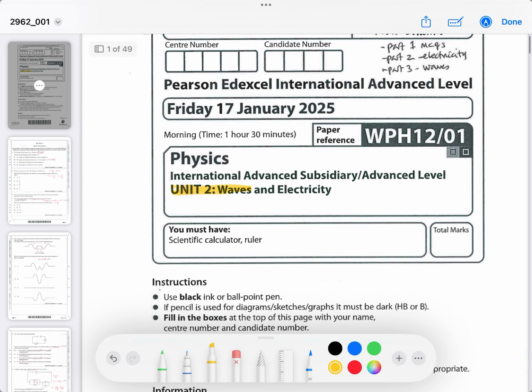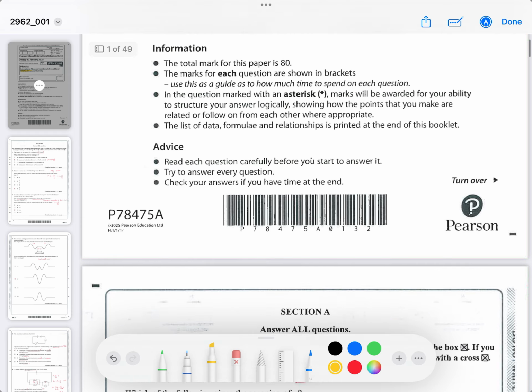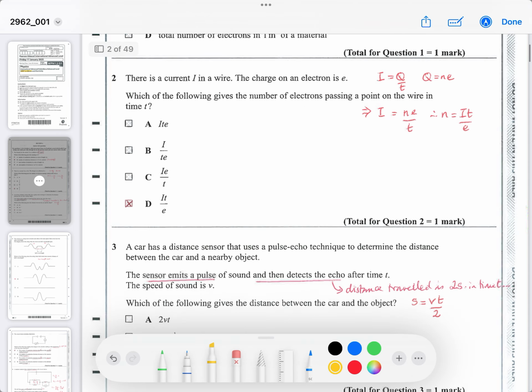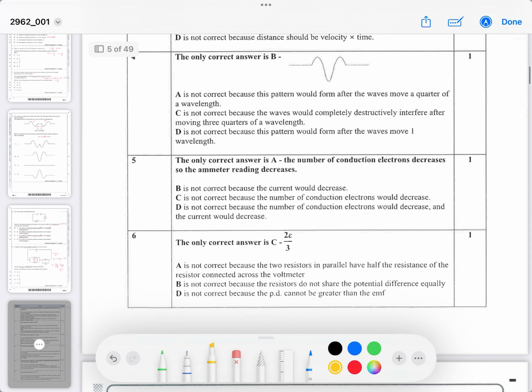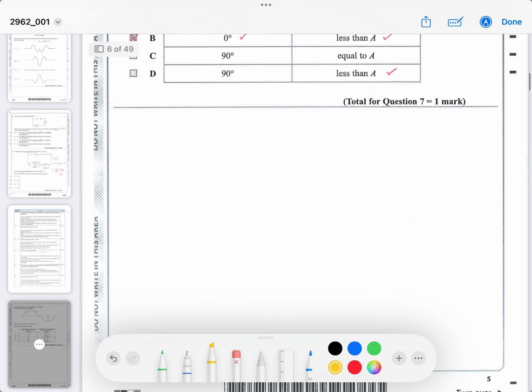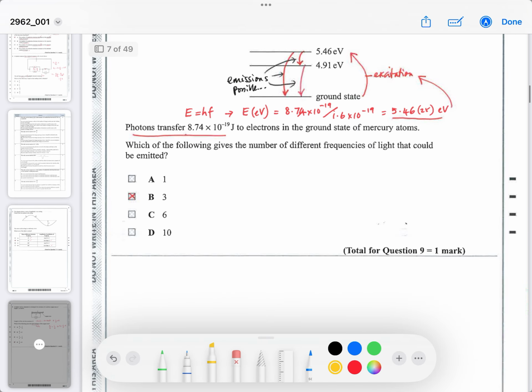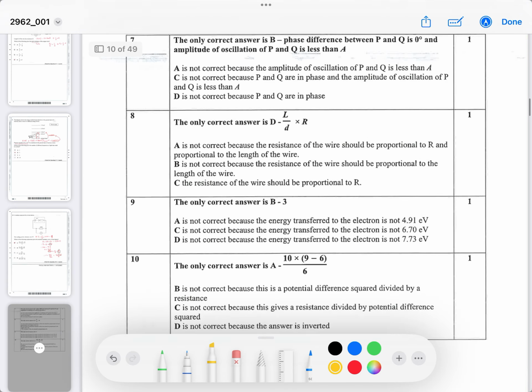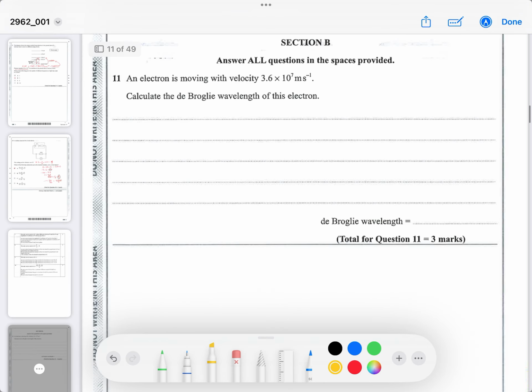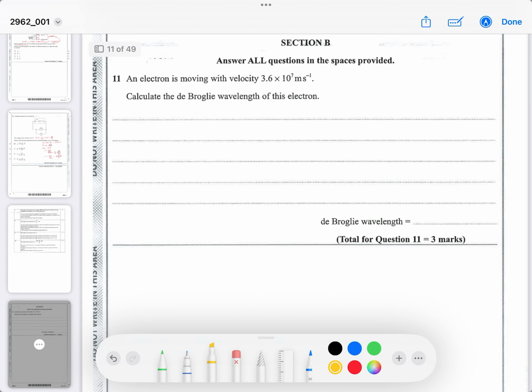Okay, so the first question that we didn't cover is question 11 after the multiple choice. Okay, so that's the end of the multiple choice, which we went through. Here's question 11. So question 11 is about de Broglie.